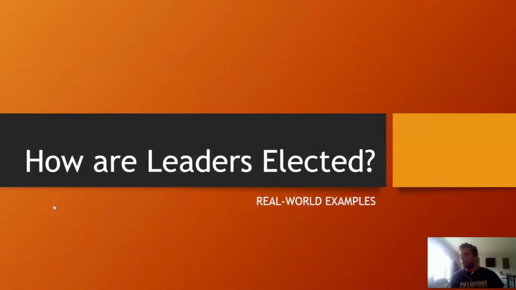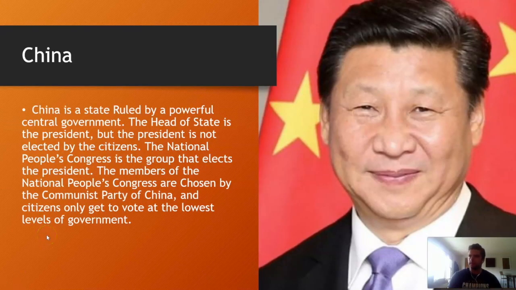How are leaders elected? Let's take a look at some real-world examples from 6 countries around the world. And the first one is China. China is a state ruled by a powerful central government. The head of state is the president, but the president is not elected by citizens. The National People's Congress is the group that elects the president, and the members of the National People's Congress are chosen by the Communist Party of China, and citizens only get to vote at the lowest levels of government.